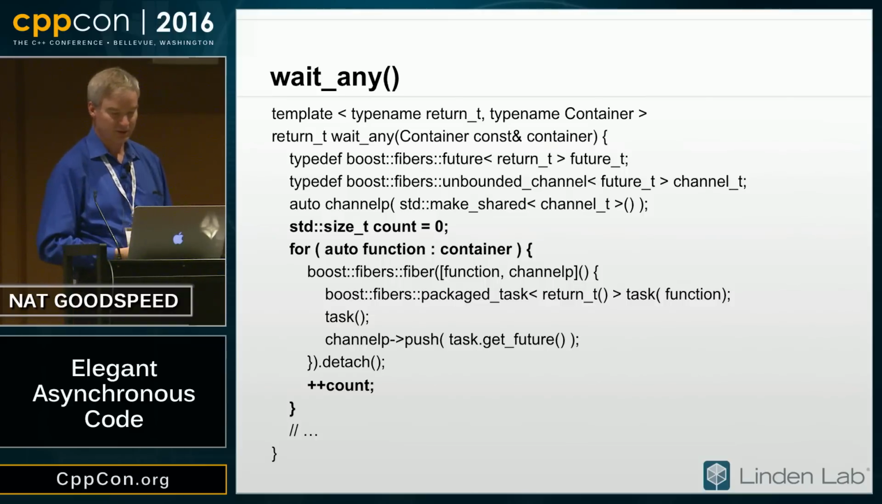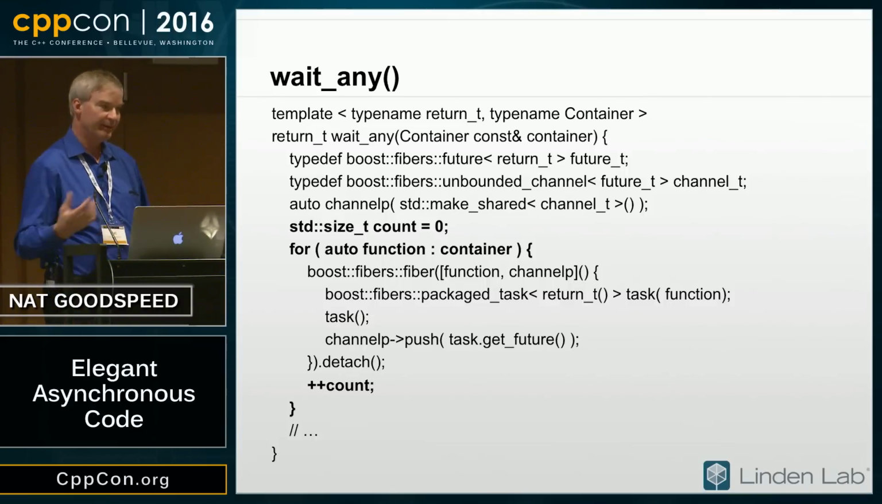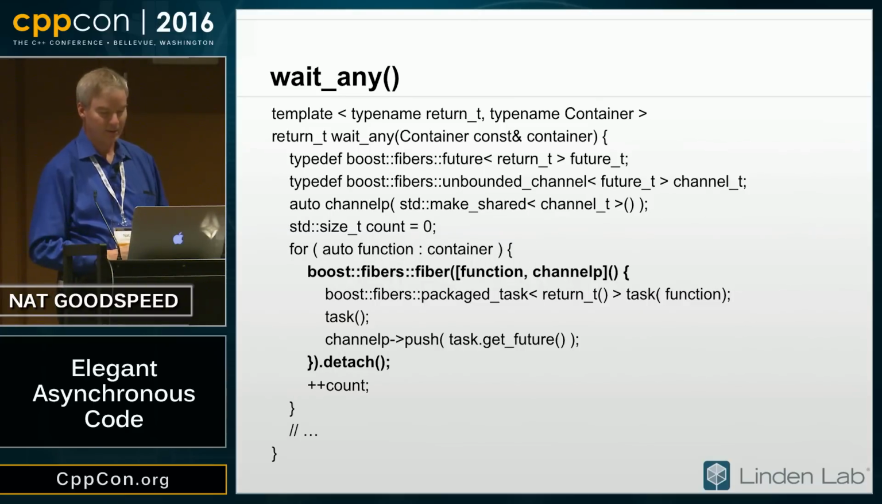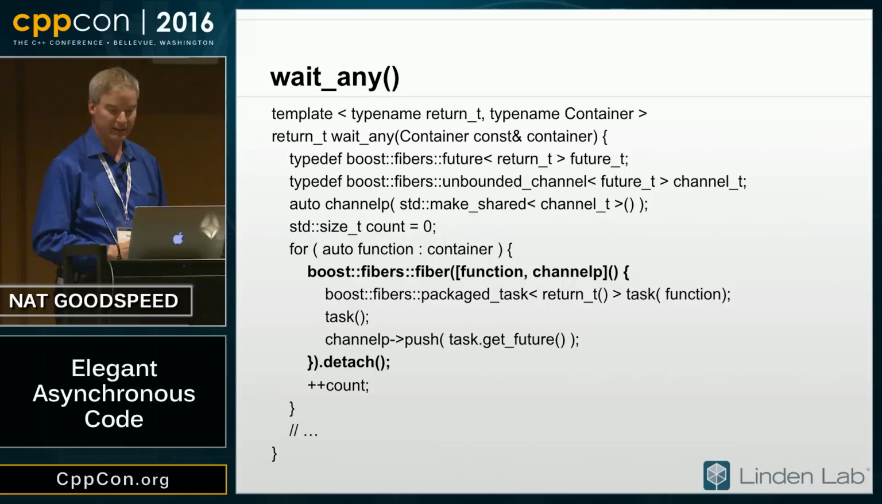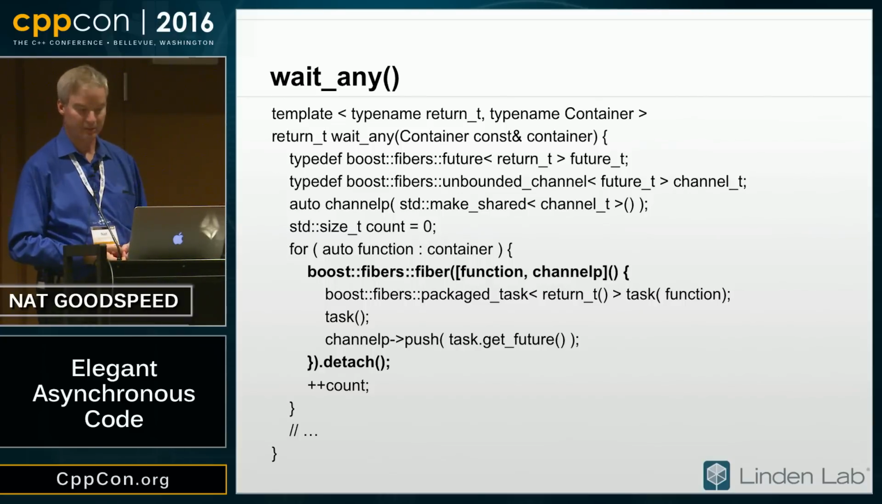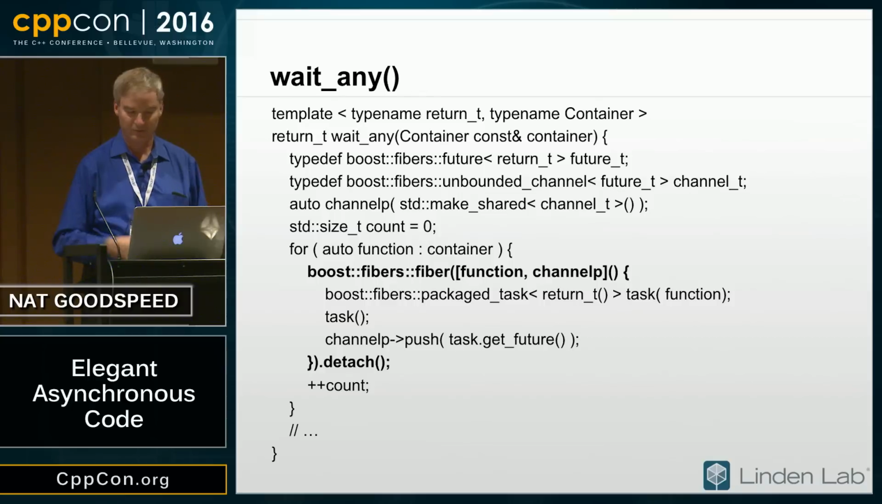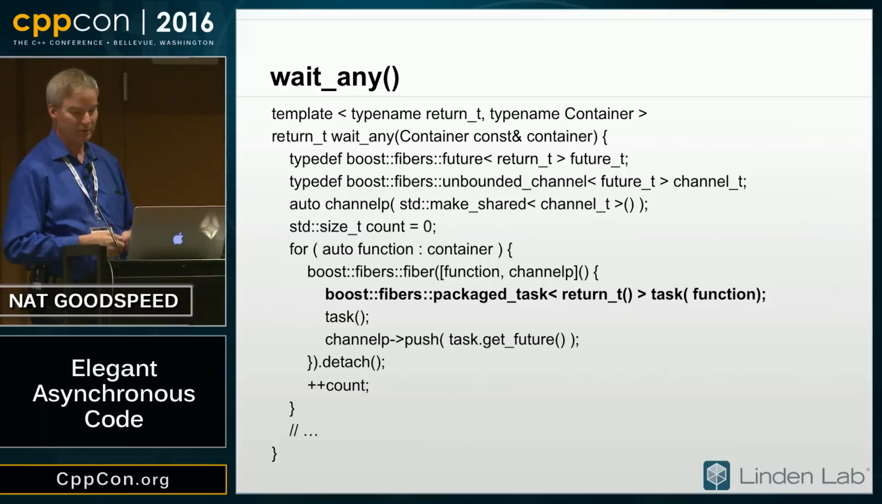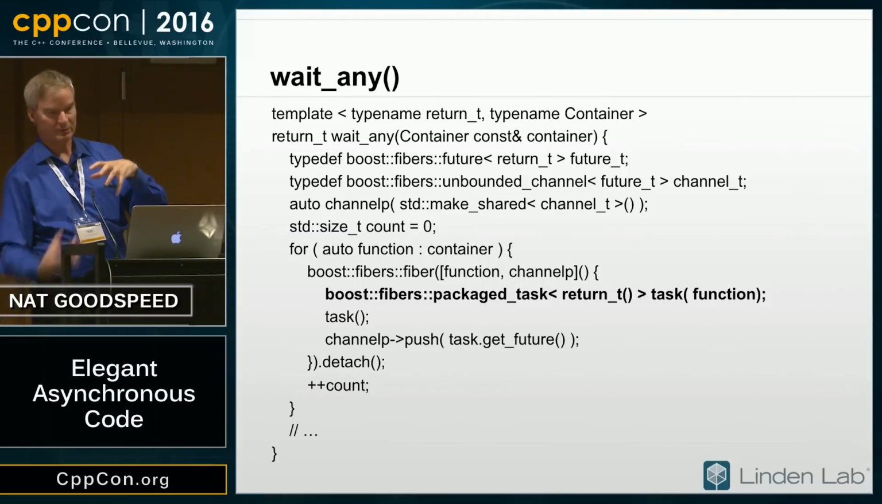We loop over the functions in the container, counting them as we go. It's an arbitrary container. It might or might not have a size method. For each function, we launch a fiber with a lambda binding the function and the channel shared pointer. We detach the fiber immediately. That's a common pattern. That distinguishes a background fiber versus one that you might join later. In the lambda body, we instantiate a package task for the bound function. Package task is a wrapper that runs a function, capturing its return value if it succeeds or its exception if not.